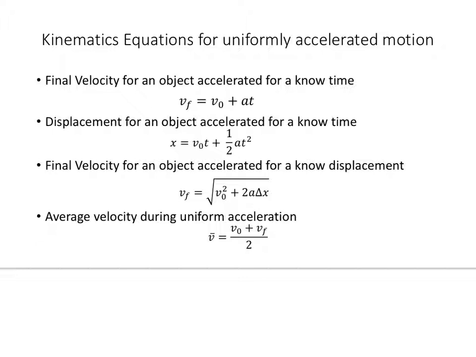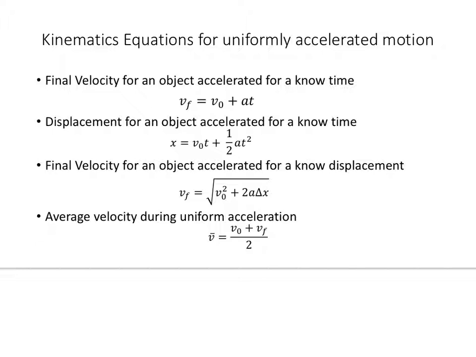Okay, let's just run through them quickly. The first one is when you need to calculate the final velocity for an object accelerated for a known time. So here's your final velocity. It's equal to the initial velocity plus the product of the acceleration times the time. This is the formula that we used in the previous little problem, where we basically took the acceleration and multiplied it by the time. The initial velocity, if it starts from rest, is going to be 0.